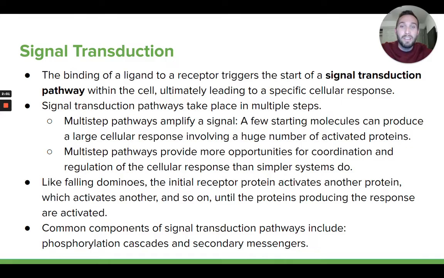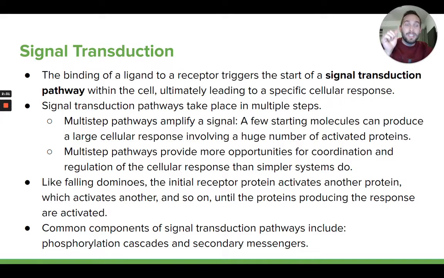Now, actually having a lot of steps has a couple benefits. One benefit is that it allows the signal to be amplified. If we're just starting with, let's just say, one ligand molecule binding to one receptor on the cell, which is pretty insignificant because a cell is gigantic compared to these proteins that we're talking about. A cell would have thousands or millions of receptor proteins. And we're just talking about one signaling molecule binding to one receptor protein on the cell.